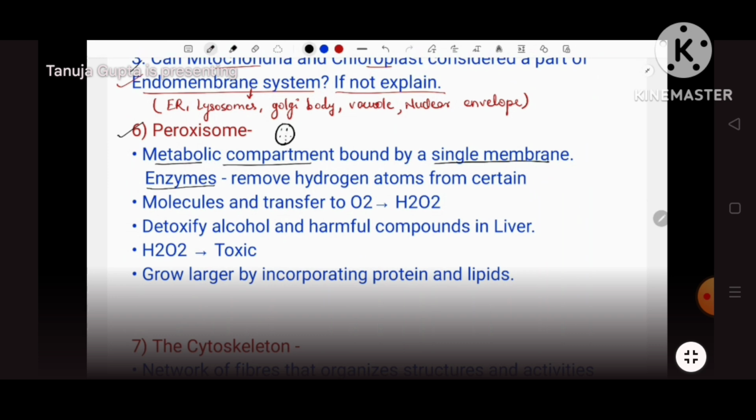Okay, so what is the basic function of peroxisome? It removes the hydrogen atom from certain molecules and transfers it to O2 and makes H2O2. Okay, what is it saying? Whatever enzyme is present over here, it removes the hydrogen from any material and mixes it with what? Hydrogen plus O2, and they make H2O2. This H2O2 is called hydrogen peroxide.